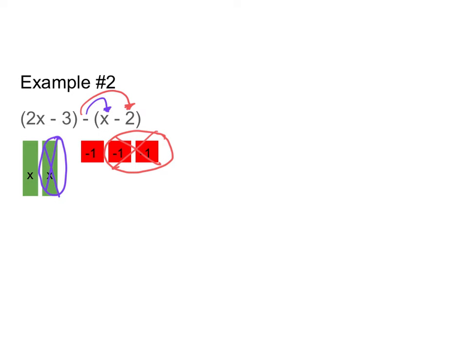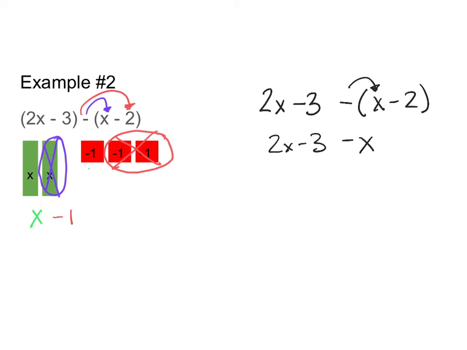So what do I have left over? Well, I have this green x right here. So I have x. And then I have this negative 1. So I have minus 1. So I'm going to go ahead and show you what that looks like with algebra. So I have 2x minus 3. And then I have to take away the, so I'm going to put the minus x minus 2. Okay. So I'm going to take away the x. So I have 2x minus 3 and then minus x. Then I have to take away a negative 2. And when I do that, I'm actually adding 2 here.